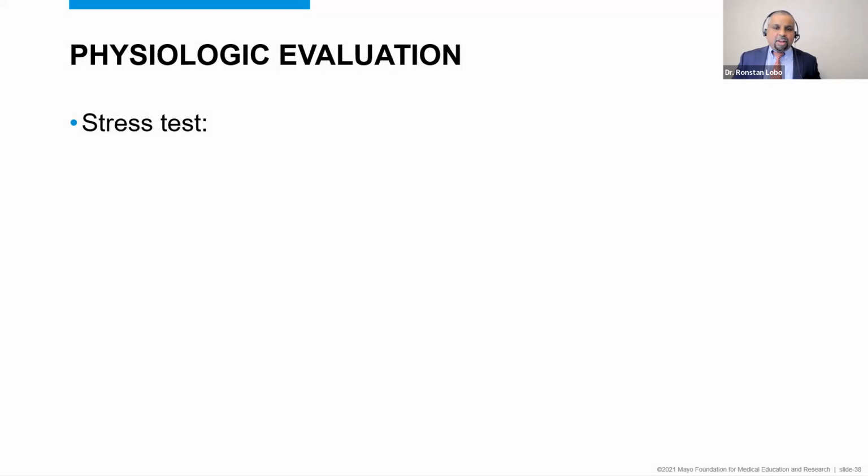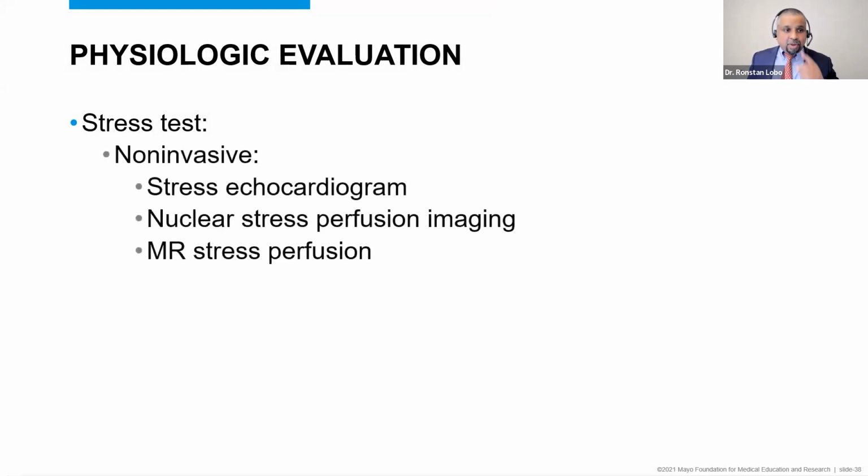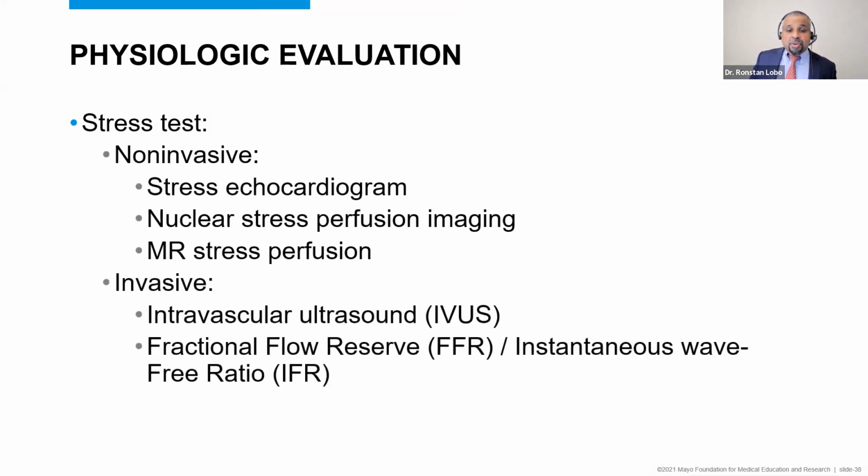So that's anatomic evaluation. Now we come to physiologic evaluation. For physiologic evaluation, there are two approaches. Number one is the non-invasive approach, using a stress echocardiogram, nuclear perfusion imaging, or MR stress perfusion imaging. Invasive options involve intravascular ultrasound, using intracoronary ultrasound imaging. You can also use FFR or iFR, which are intracoronary pressure measurements.